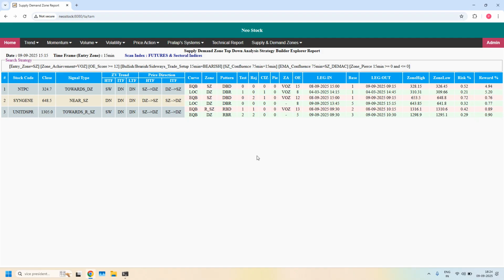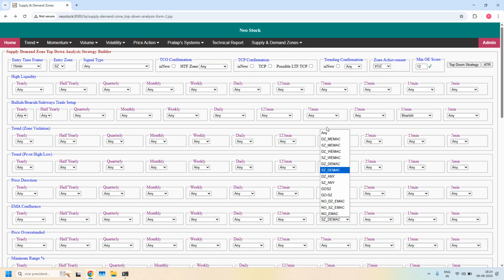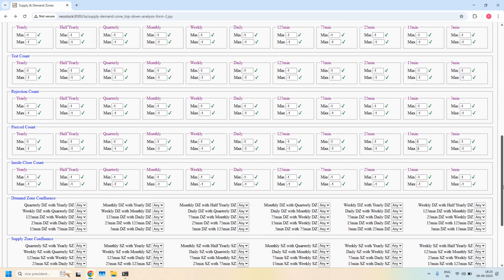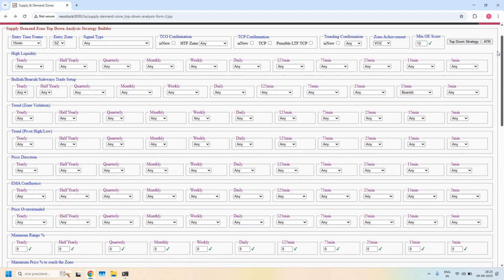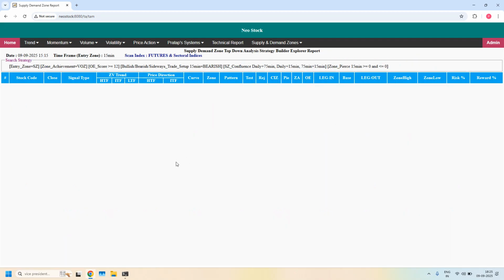Okay, next let us look into LTF, ITF and even HTF supply zone confluence supported stocks. Removing the ITF EMA filter, we have to set 3 supply zone confluence filters. First one is already enabled, 15 minutes and 75 minutes. Next, 15 minutes and daily, and 75 minutes and daily supply zone confluence. With all the 3 filters, we don't have any stocks. So this is about the bearish trade setup for daily income trade.